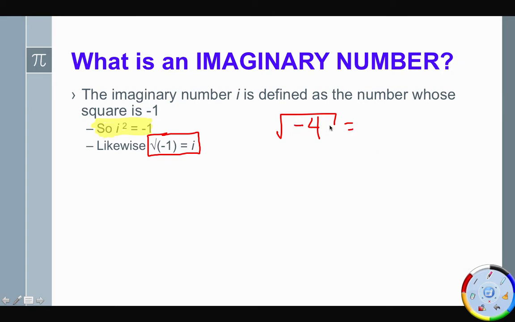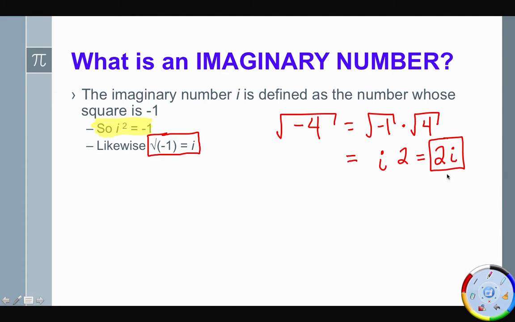So the square root of -4 is equal to the square root of -1 times the square root of 4, using the same property we did on the last slide, which means the square root of -1 is i, and the square root of 4 is 2. Now we normally write this as 2i. So the square root of -4 is 2i.